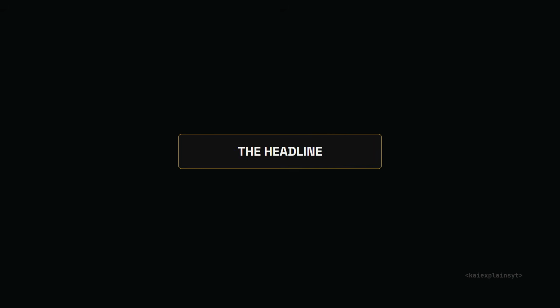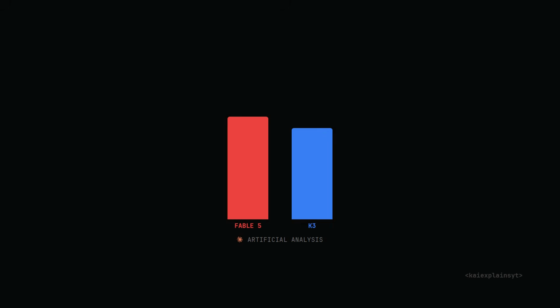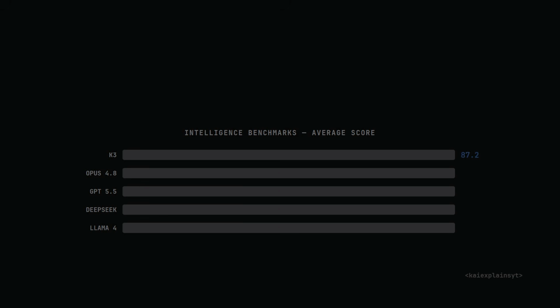That is the headline. Here's what the headline leaves out. On raw intelligence, K3 does not beat Fable 5. Independent testing from Artificial Analysis puts it around 3 points behind the leader on the overall intelligence index, but 3 points behind the best model on Earth, while being open and roughly a third of the price, is a sentence that did not exist a month ago.